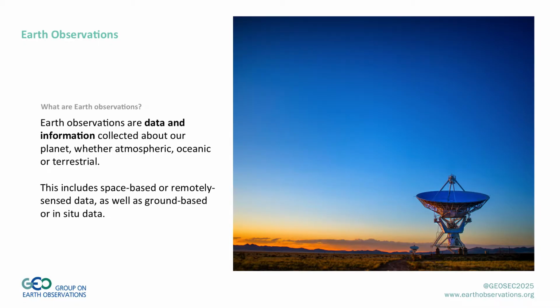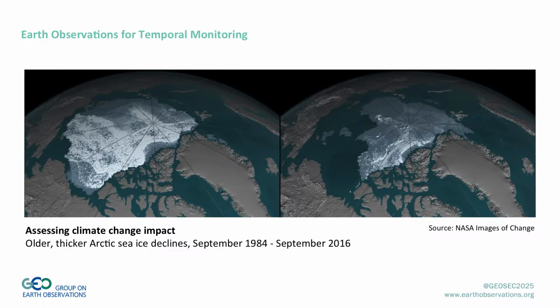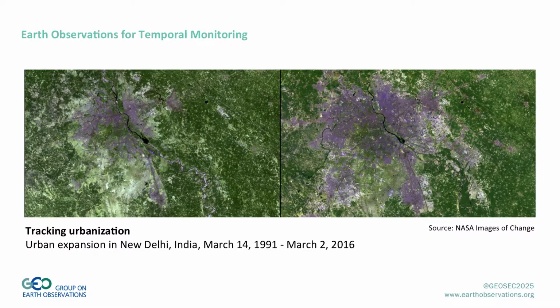So what we mean by Earth observations are any data or information, measurements, or models of anything in, on, or around the Earth that describes the health of our planet. Here you can see 30 years of imagery from NASA that shows a decline of sea ice in the Arctic. Then here you can see how settlements have grown in India over the years as people move in from the coasts and from the rural areas.